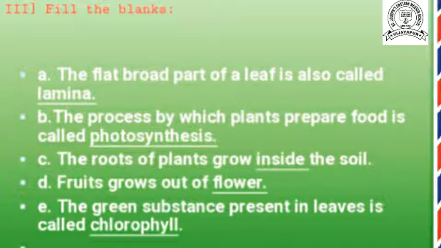Now the next one, the process by which plants prepare food is called dash. So children, what is the process where plants prepare their food? It is photosynthesis. In photosynthesis, plants prepare food with the help of air, water, sunlight and chlorophyll.